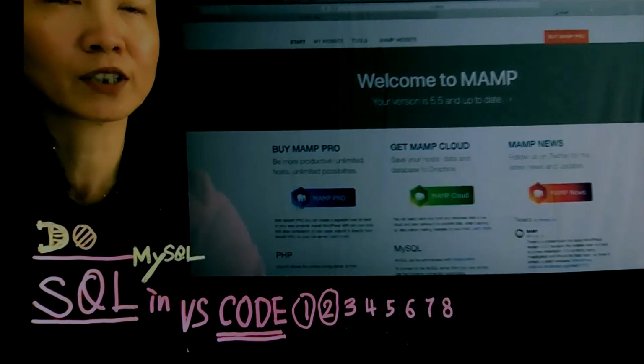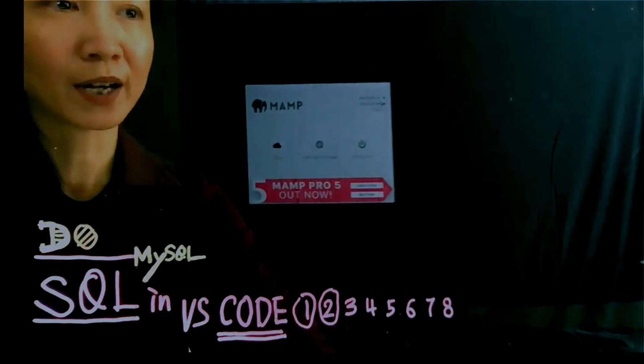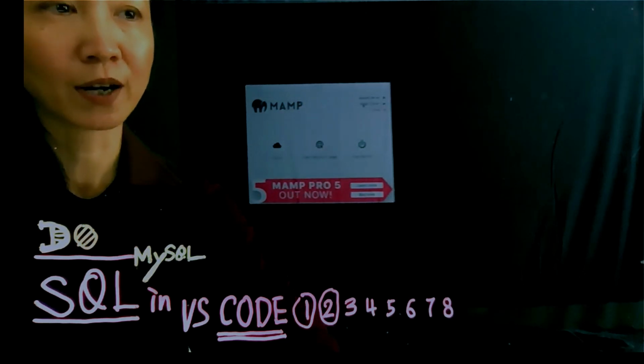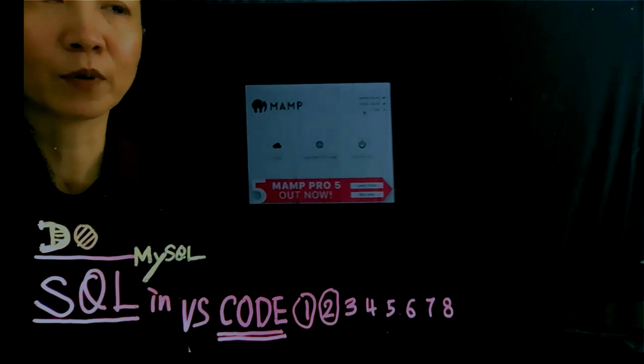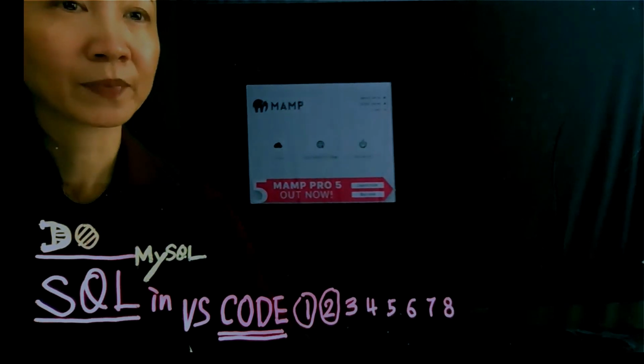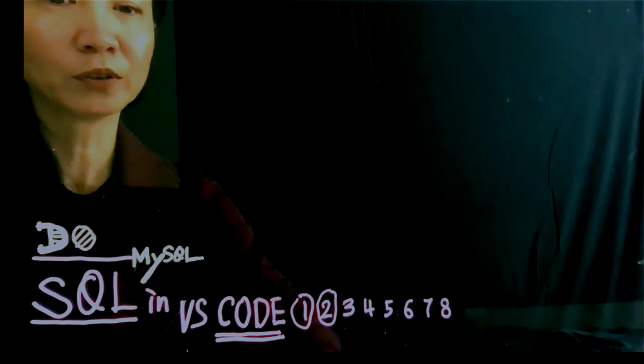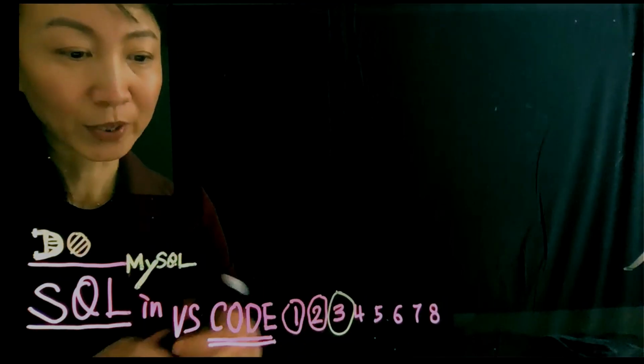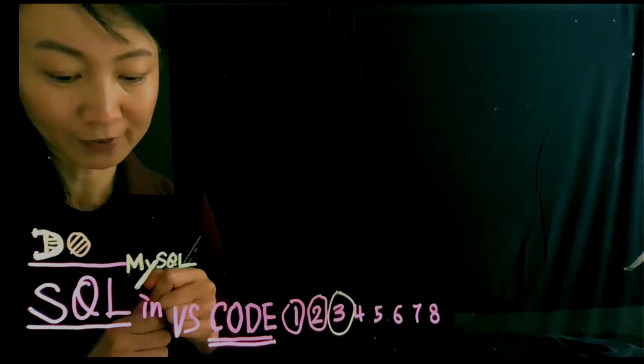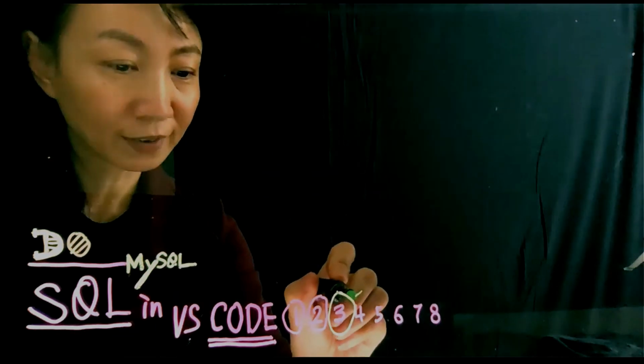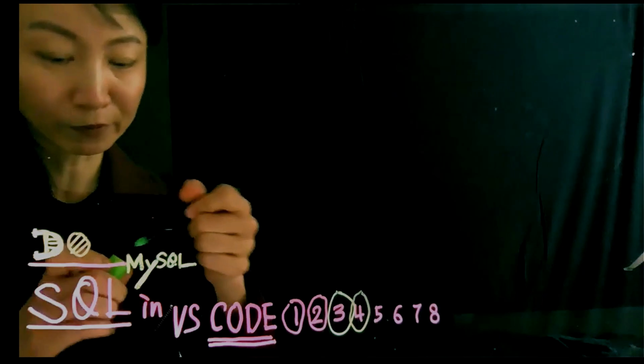Okay, so this is the first page once you start the server in MAMP. Now I have both lights on next to Apache server and MySQL server. In this case, we only need the MySQL server. Now I can minimize this control panel. Step 3, we start the server. We already did this step, so we move forward to step 4.